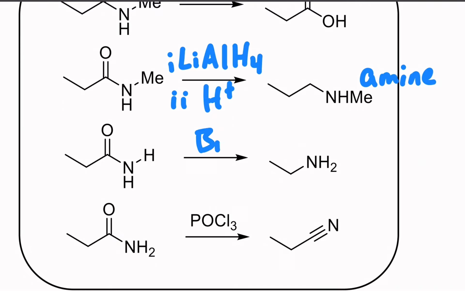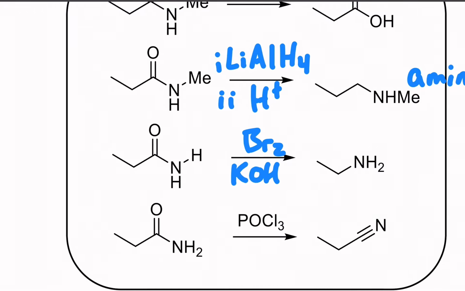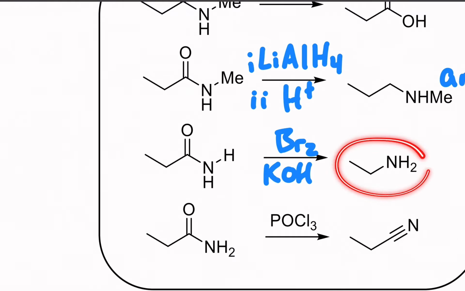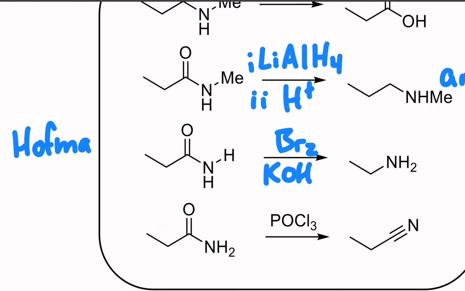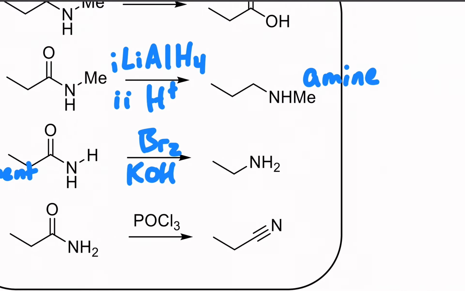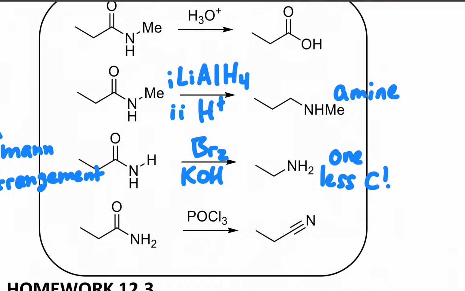That's bromine and KOH. We saw this in our amines unit. Hofmann rearrangement. And notice you get an amine with one less carbon, one less C. So we actually pluck out this carbon and it gets lost as a CO2 molecule.